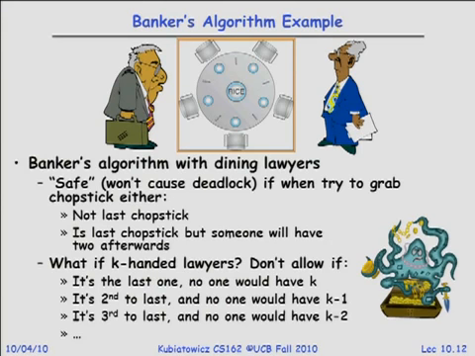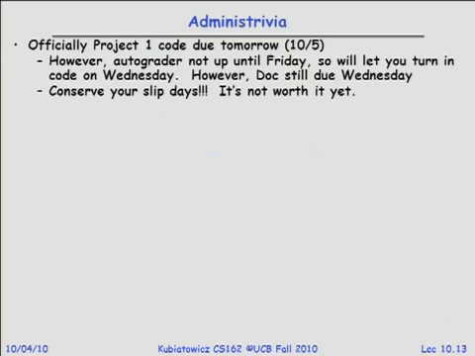Administrivia. Officially Project 1 code's due tomorrow, but I have been hearing that there have been problems with the autograder. I'm sorry that it wasn't fully functional until Friday, so we will let you turn your code in on Wednesday night, 11:59. But I don't want to get behind. So we're going to have you turn in your design docs as well on Wednesday still, okay? I'll give you the extra day on the code. You won't lose a slip day, but let's not get behind on things. And be prepared to dive right into Project 2, okay?